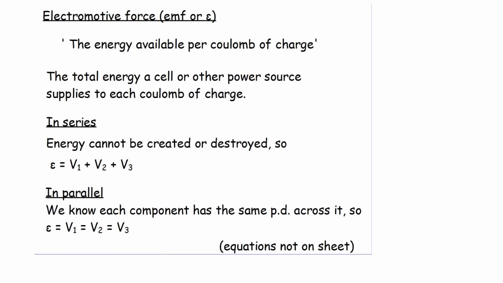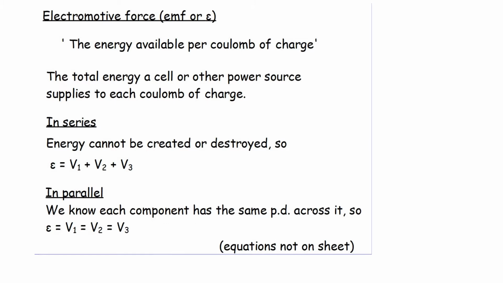We know that to make a circuit work, we have to connect some components up to a power supply or a battery. And it's the power supply or the battery that supplies the energy that can be transferred to the circuit. We can refer to the electromotive force or EMF of a power supply. The EMF is the energy available per coulomb of charge. So it's the total energy a cell or other power source supplies to each coulomb of charge.